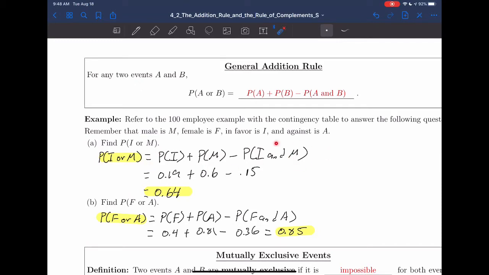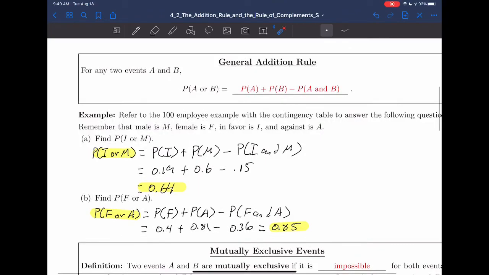And we already computed these. We just plug in the numbers and we got 0.64. So another way of saying this is that the probability that we randomly select a person, and that person is in favor or a male, is 0.64 or 64%. And we do the same thing for this example.